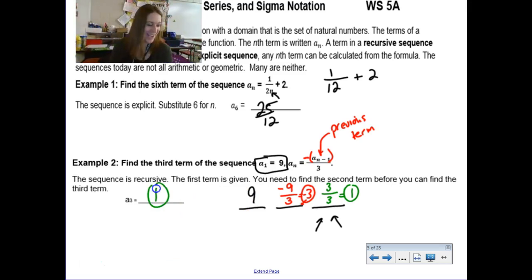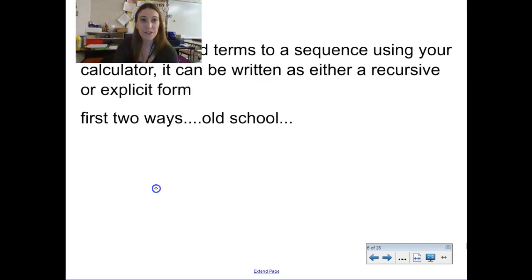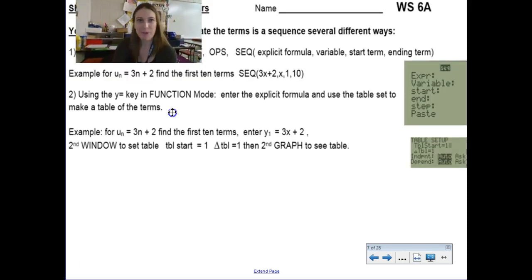All right. What we're going to do next is we're going to discover some stuff on the calculator. There's a bunch of ways your calculator can help you find terms of a sequence. And the first two that we're going to show you, she's calling old school.